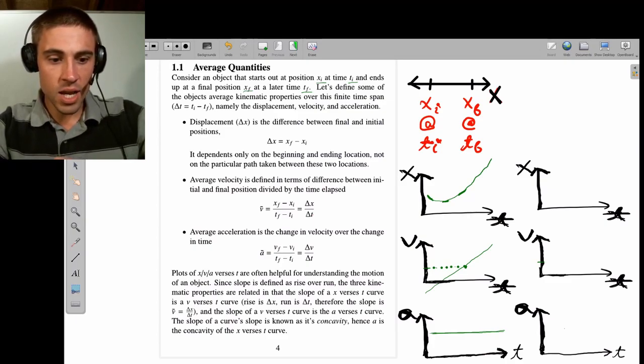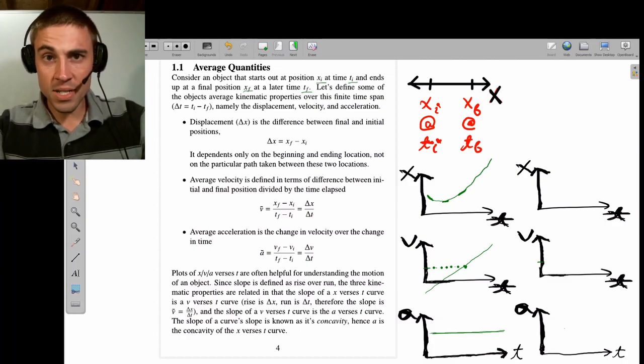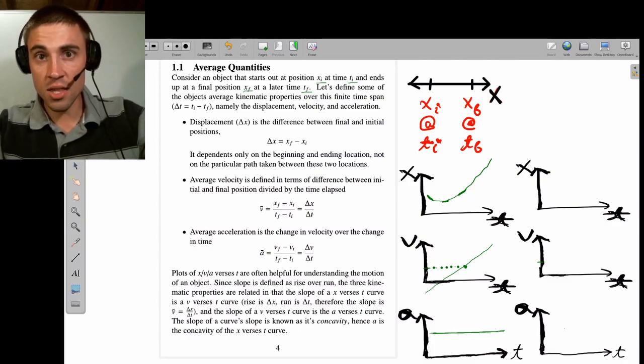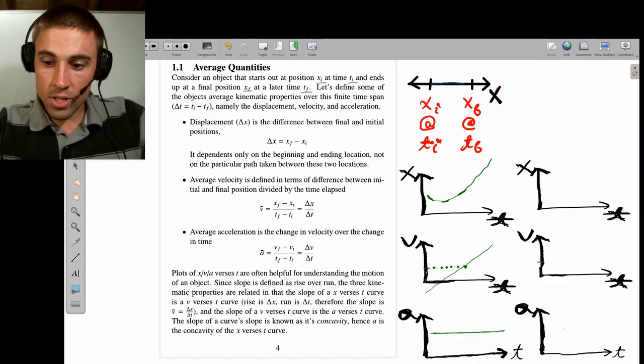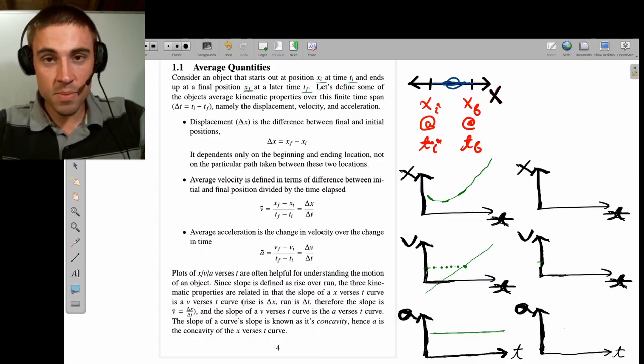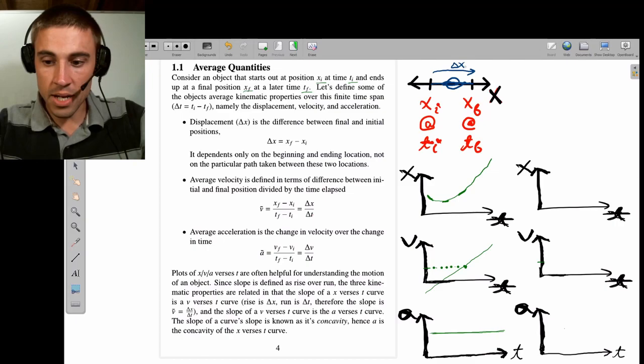Another thing to point out is that displacement depends only on the endpoints, the starting position and the final position, and it doesn't depend at all on the path taken between those two points. Over here I've drawn a number line. If I have something that starts out here and moves over towards x final and then backtracks a little bit and makes its way around in a circle and then finally gets to x final, its displacement vector is going to be exactly the same. The displacement vector, if I were to draw it, would go just like that. And it's not going to depend on the particular path taken between those two points.